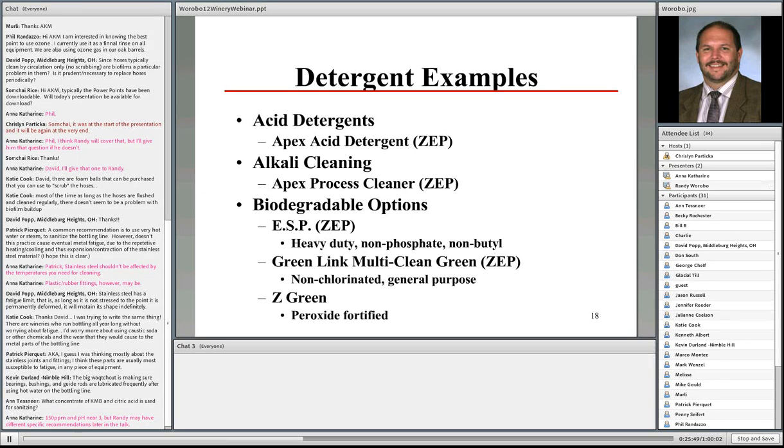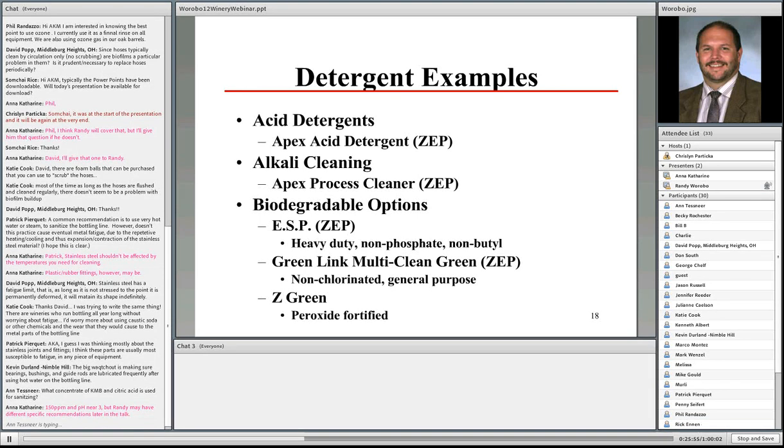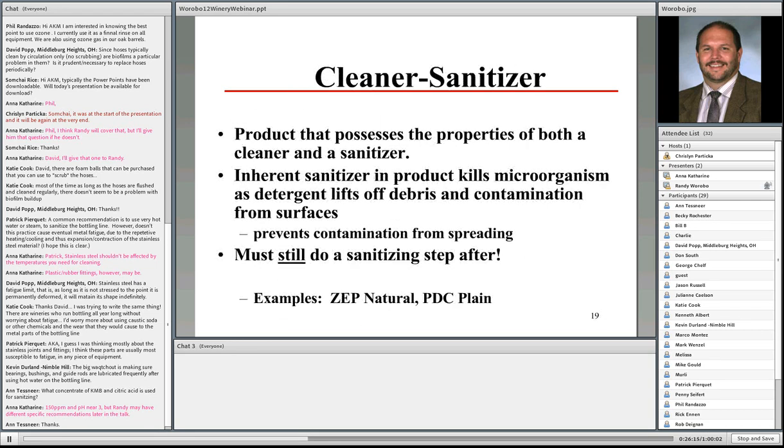Then for less heavy buildups of organic matter, for general purpose, GreenLink, it's biodegradable, it's non-chlorinated, it works well. At the same time, for stains that are more common on concrete floors, Z-Green works very well. It's peroxide based and it strips off the color and stains that are associated with the winemaking process.